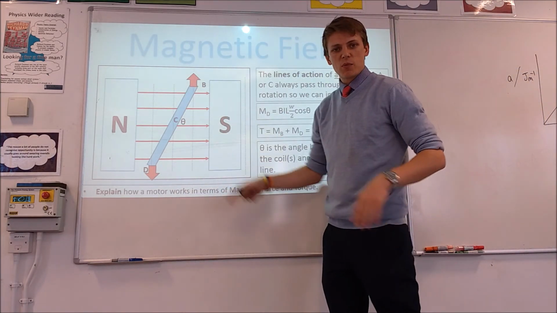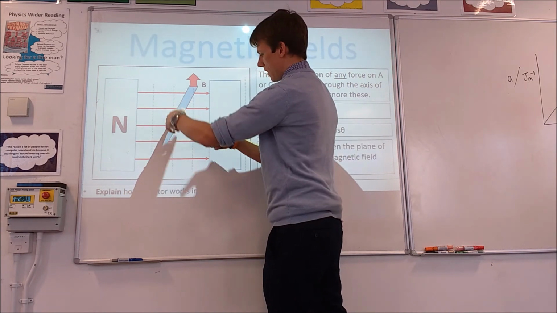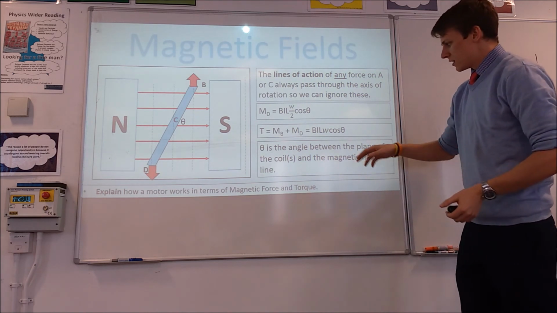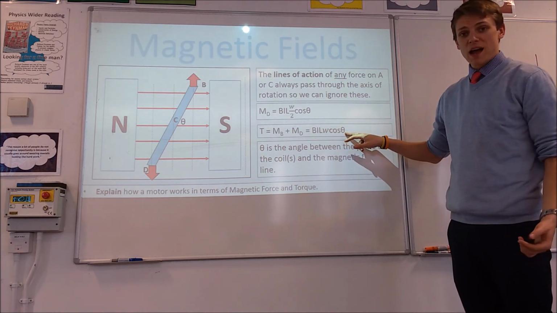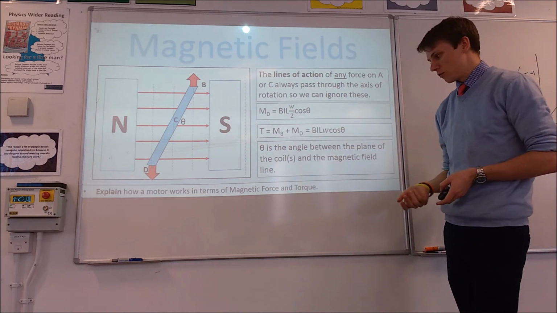is the angle between the plane of the coil. So imagine the coil is like this. Now that's the plane of the coil, and this is the direction of the field there. So we can actually map it as a function. So when we put theta equals 0, we get a maximum, and when we put theta is 90, we get 0. So that maps what we've talked about already there.